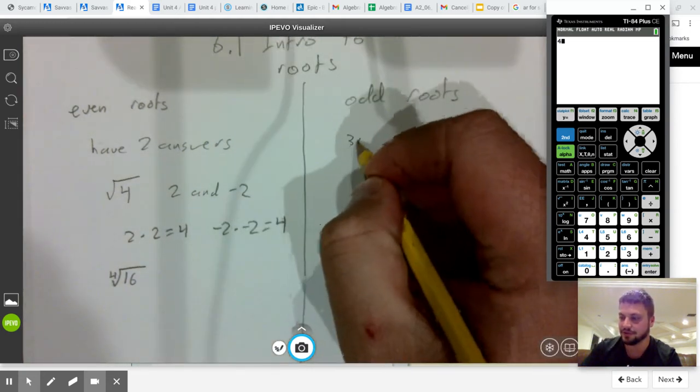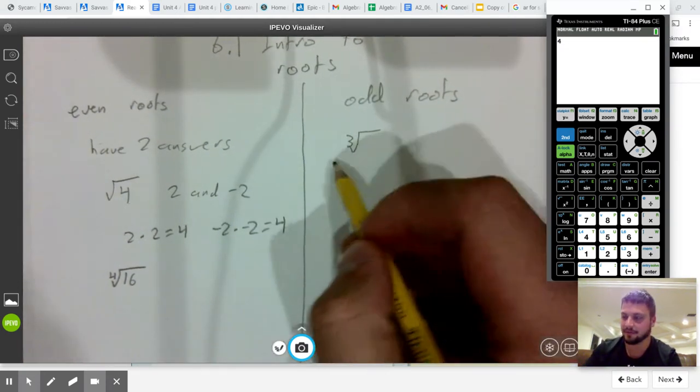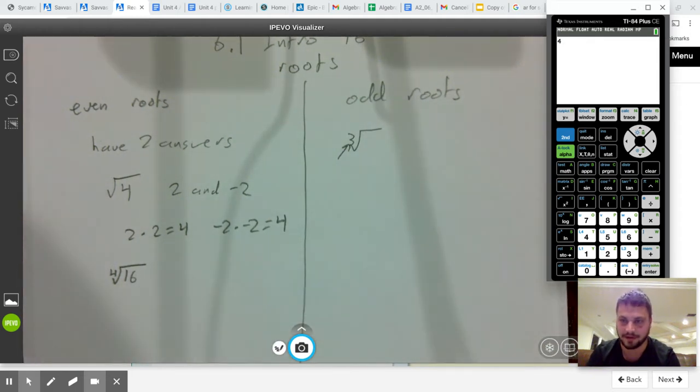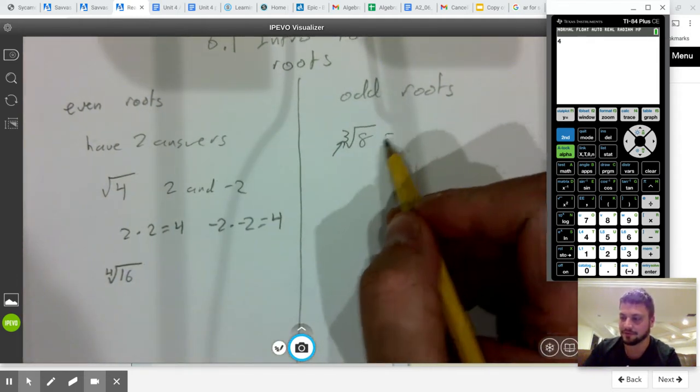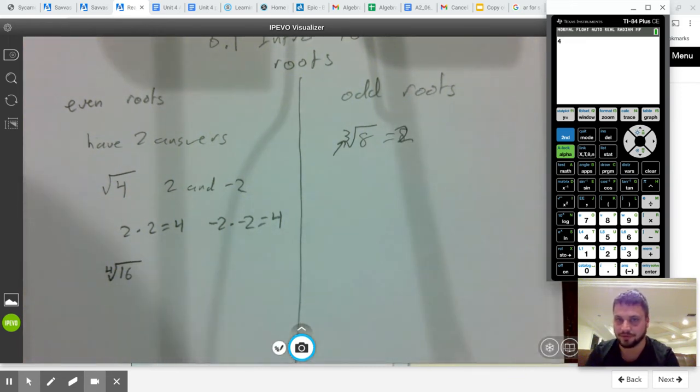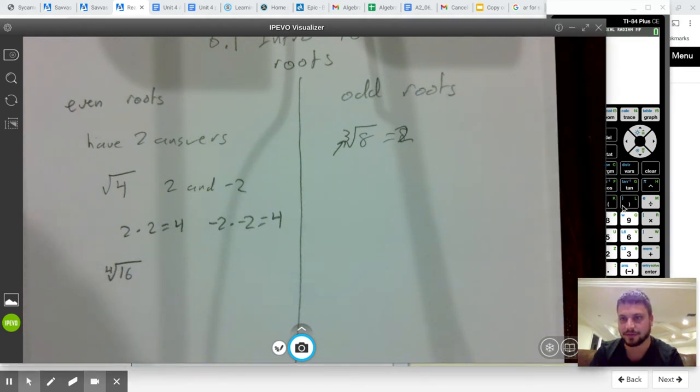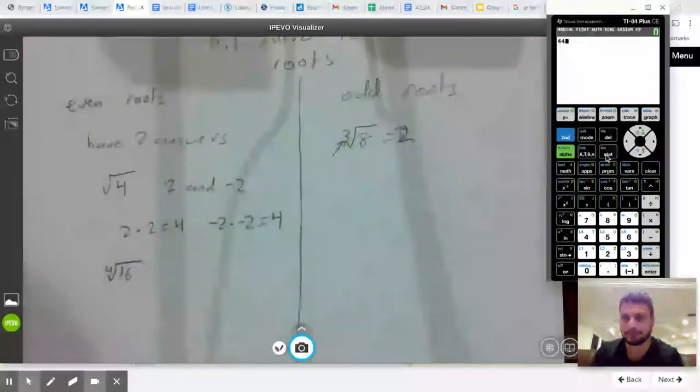If we do the cube root of something, that of course is what number times itself 3 times gives you the number that's underneath the root. So for instance, the cube root of 8 is of course 2, because 2 times 2 times 2 is 8. So if I want to do the fourth root of 16 in my calculator, I first type the root number, which in this case is a 4. I hit the 4.